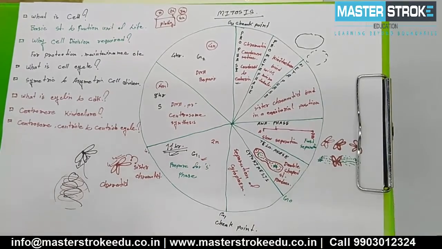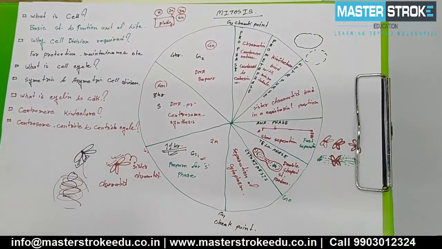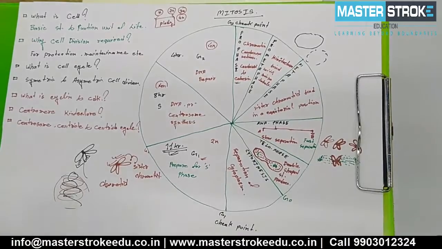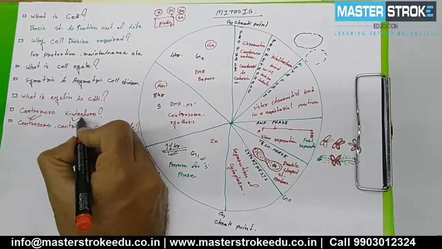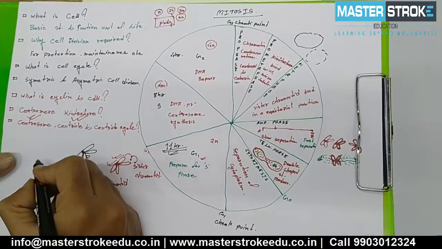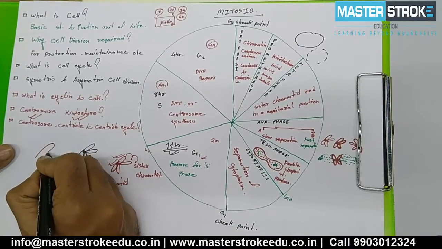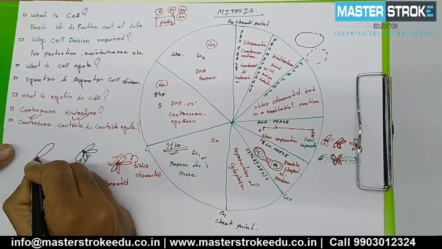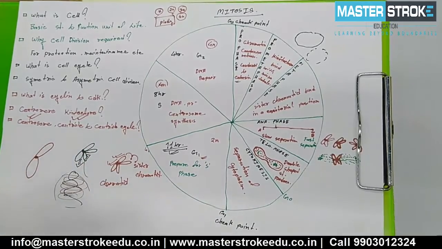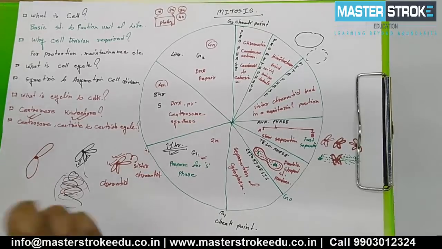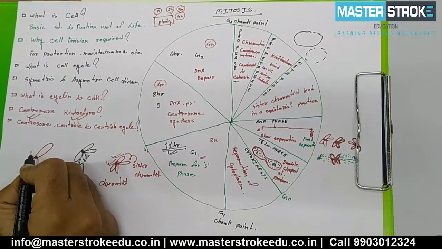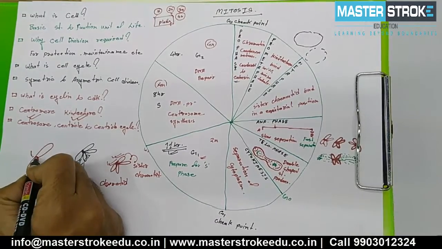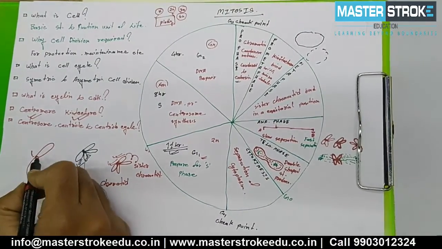In the prometaphase, to understand the prometaphase, we must understand two structures. One is the centromere, another is the kinetochore. What is the centromere? In a particular chromosome, a particular site may be there where there is a repetitive DNA sequence. This repetitive DNA sequence is called the centromere.